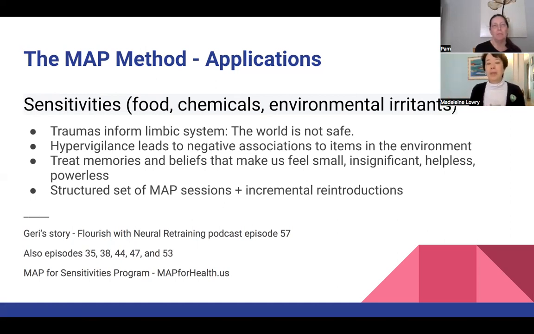So with sensitivities, often what we see is that there are traumas from earlier in life that have informed the limbic part of the brain, that danger sensing part of the brain. The world is not safe, right? So then we already are predisposed to be kind of hypervigilant, hyper-responsive. Negative associations to things that we encounter in the environment, right? Almost like conditioned behaviors lead to sensitivities. And it almost seems like the more things that we become sensitive to, the more things we will become sensitive to.